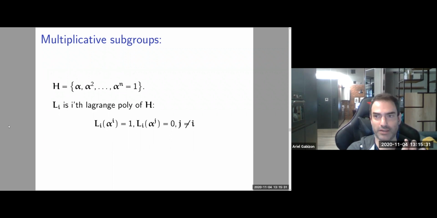So a tiny interlude. I'm going to assume from now on that my set H is a multiplicative subgroup of the field. So it's a set of powers of an element alpha, where alpha to the n is 1. And I'm going to make use of the Lagrange polynomials of the set H, which is just a set of n polynomials such that Li is 1 on the ith element and 0 on the others.